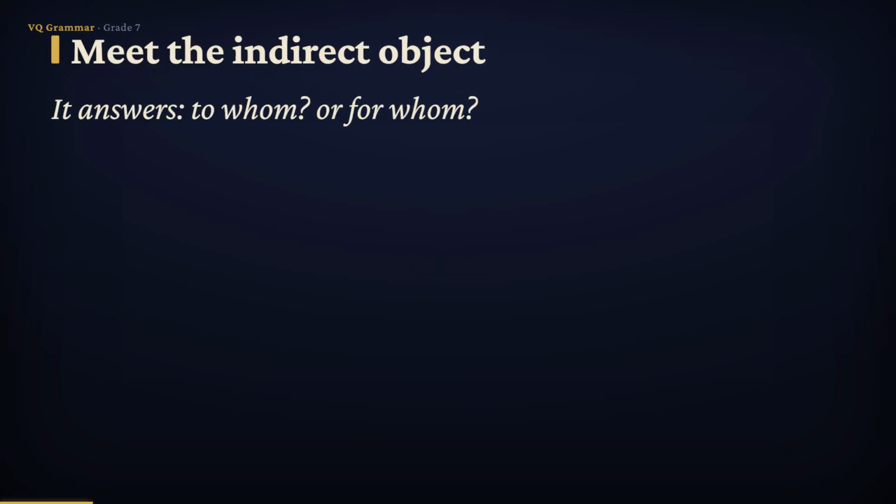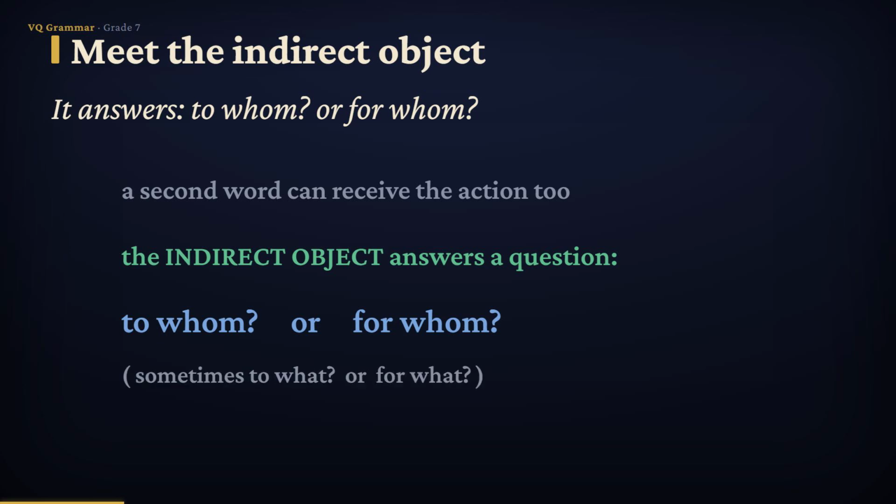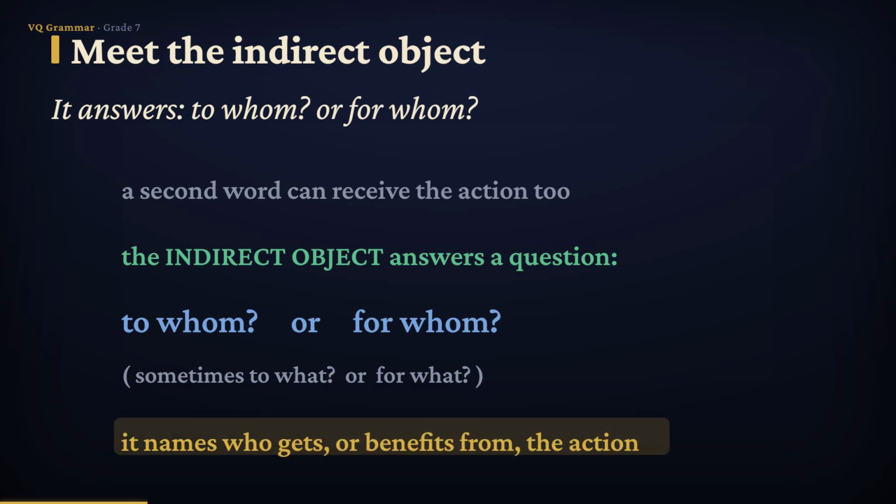Now for today's new idea, the indirect object. Many sentences have a second word that also receives the action, and we call it the indirect object. Here's the question it always answers. To whom, or for whom, was the action done? Sometimes it's to what or for what, but usually it points to a person. In short, the indirect object names the one who gets something, or the one the action is done for. It tells you who benefits.